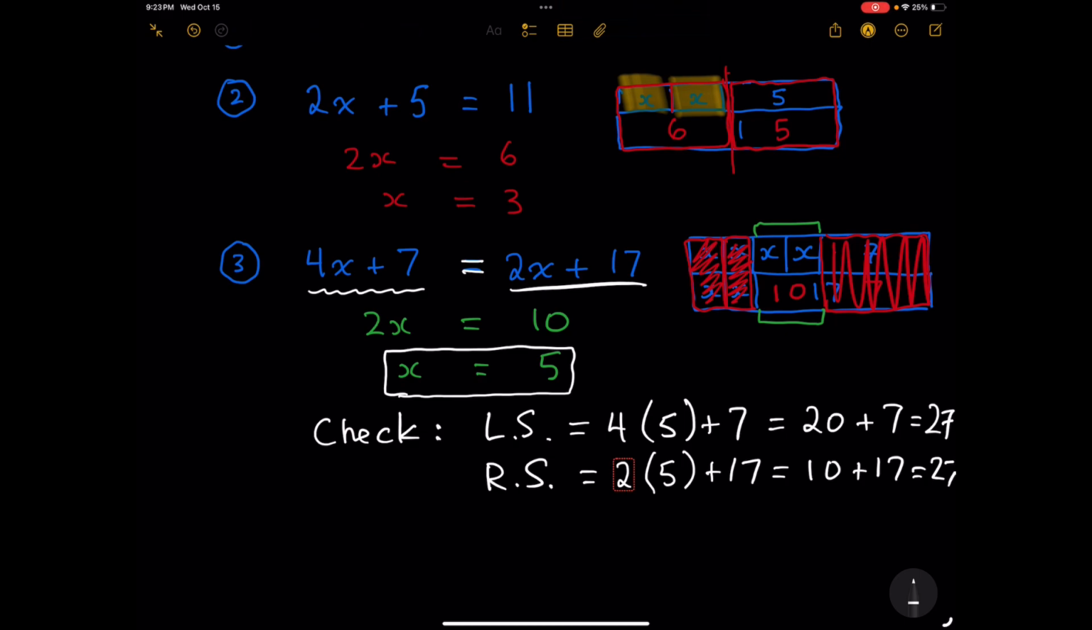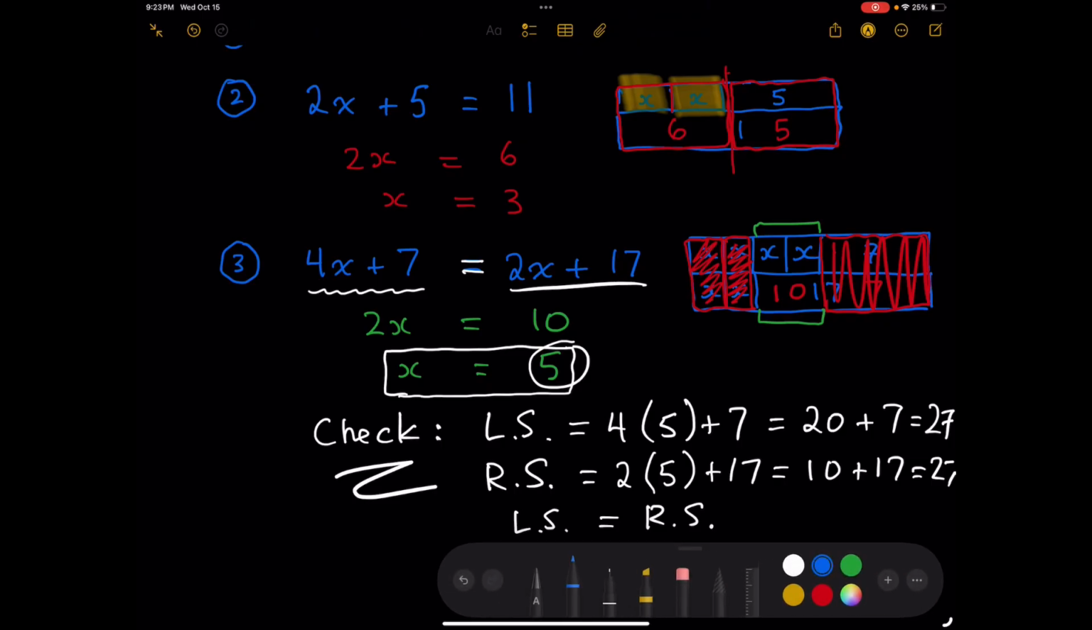So the left side is equal to the right side. So that's a way of just checking to see if the answer is in fact correct. And so x equals 5, we're good to go. All right.